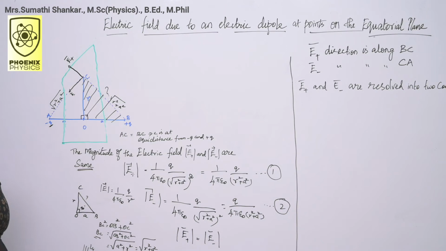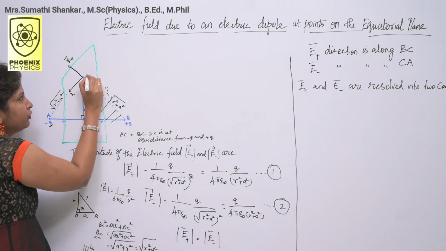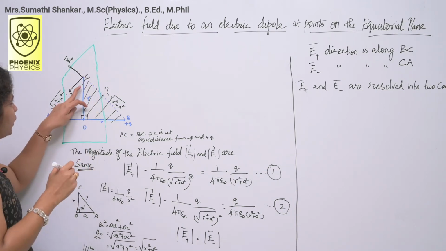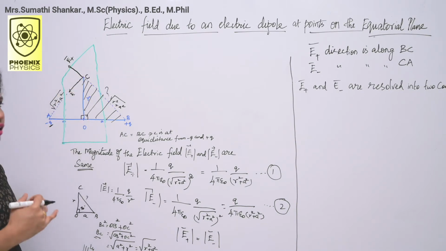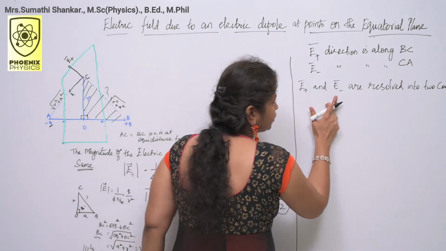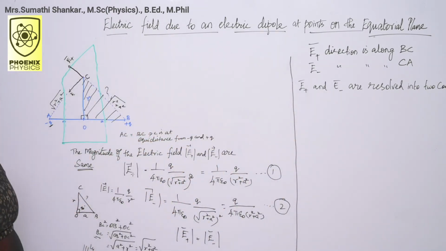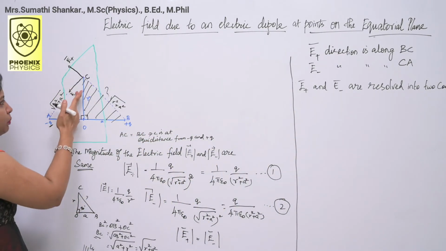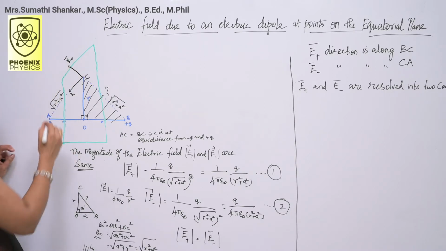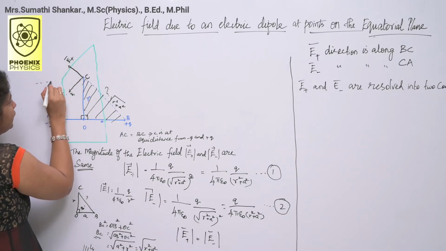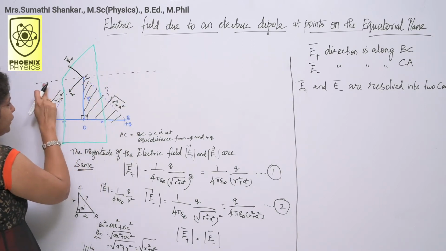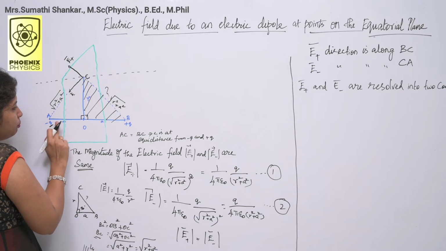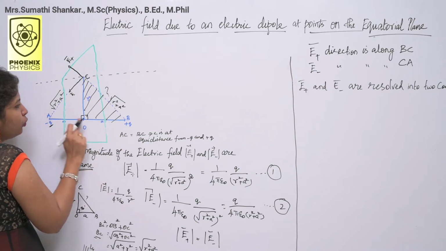My aim is to find out the total electric field at point C. These two lines are in different directions on the plane. So we should resolve this E plus and E minus into two components. How do you resolve this E plus and E minus into two components? Just draw one parallel line. So this line is parallel to this line, that is the AOB line.